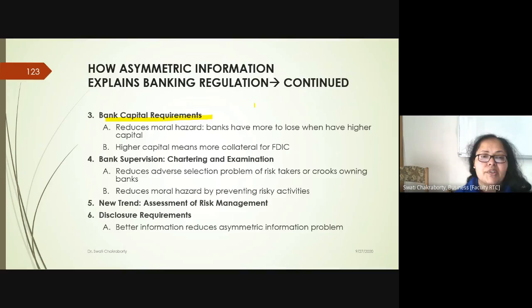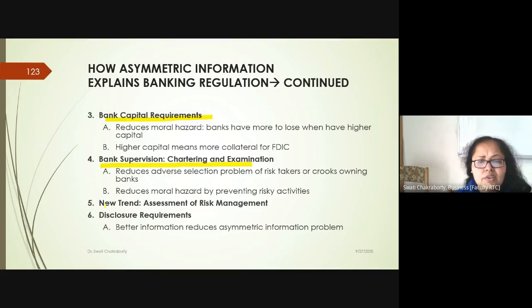Bank capital requirements reduce moral hazard. Banks have more to lose when they have more capital, right? Higher capital means more collateral for the FDIC. Bank supervision, that is chartering and examination, reduces the adverse selection problem of risk takers or crooks owning banks, right? You can do a proper examination and select whom you want to actually give charters to, right? And that also helps in reducing adverse selection, and reduces moral hazard by preventing risky activities because there's scrutiny happening, examination.